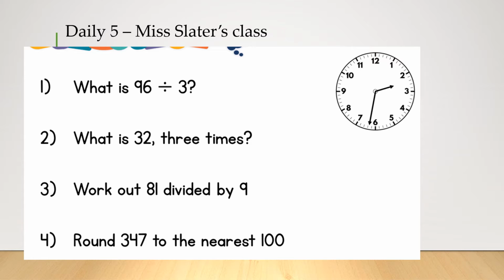You can try and do that mentally, or if you are feeling like you can't do that mentally, you can use that method there. Again, apologise for the pen skills here. Doesn't look very neat. Work out 81 divided by 9. So for that one, you just need to know your 9 times tables. And actually, there's a rounding question in there. Round 347 to the nearest 100.